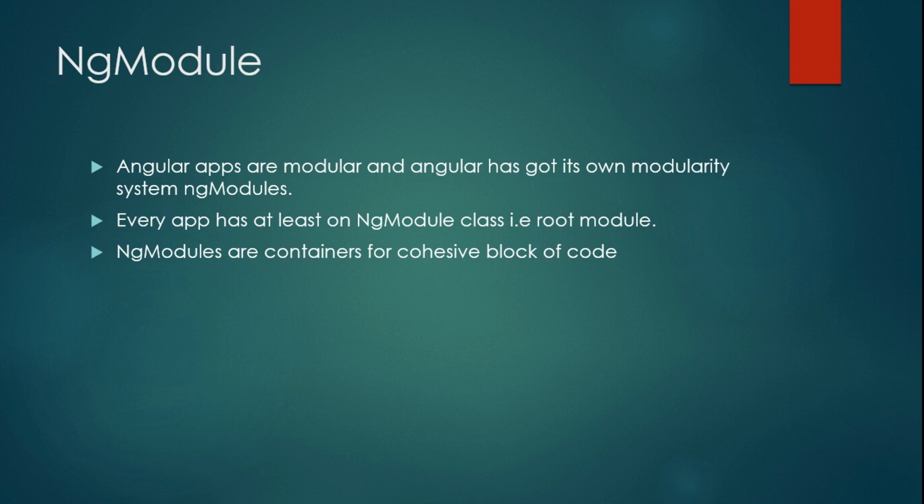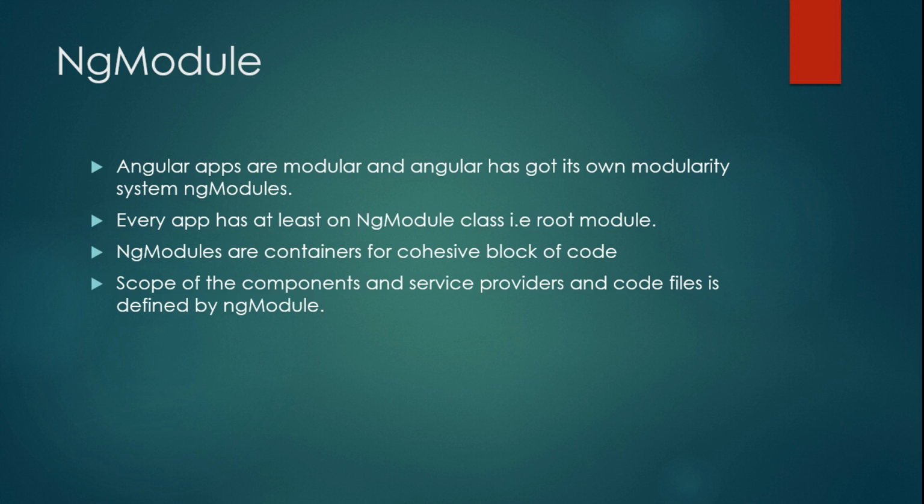If we want to group related components and services into one group, and treat that group as a functional module, that is done through NgModule. Those components must be in the scope of that particular module, so that the NgModule contains the code of the related services, components, and other code files. That scope of components, service providers, and code files is defined by the NgModule.